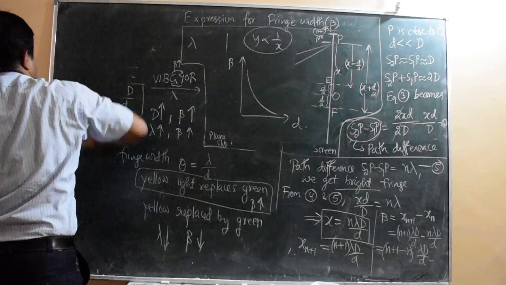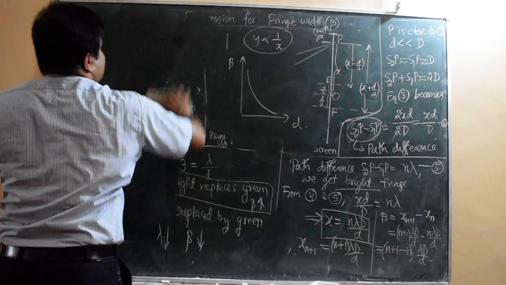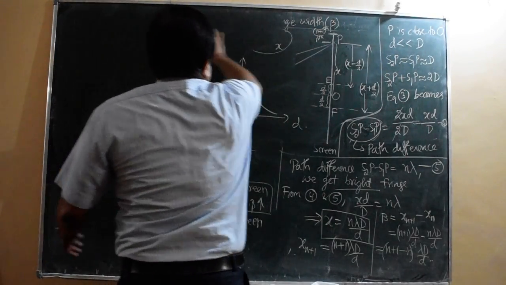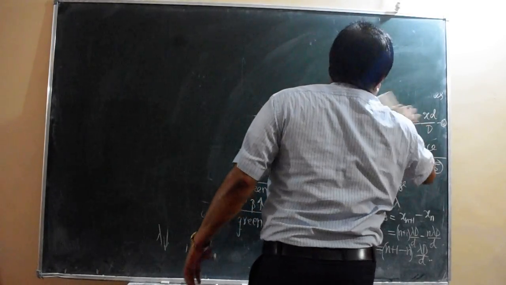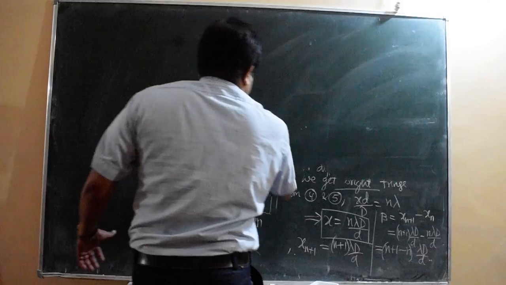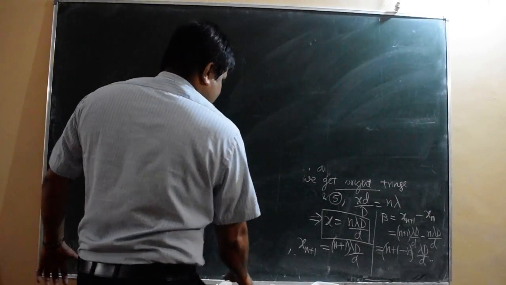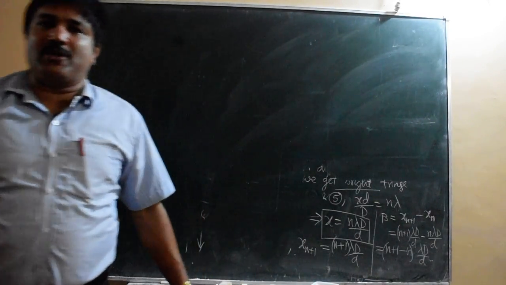So that's all about today's class: the derivation of the fringe width and how the fringe width is affected by the various physical quantities used in Young's double slit experiment. So that's all. Today I will stop the session.